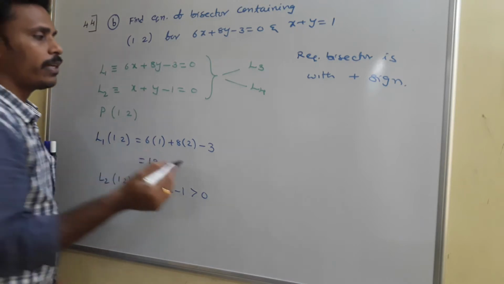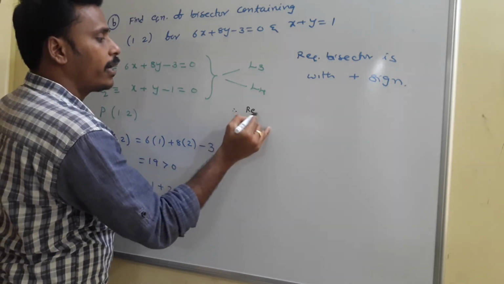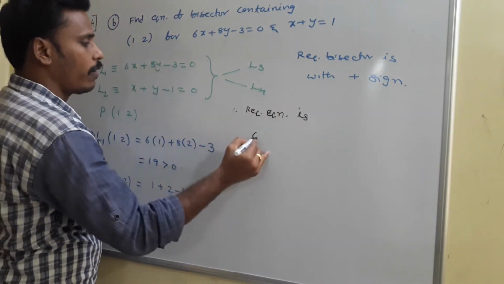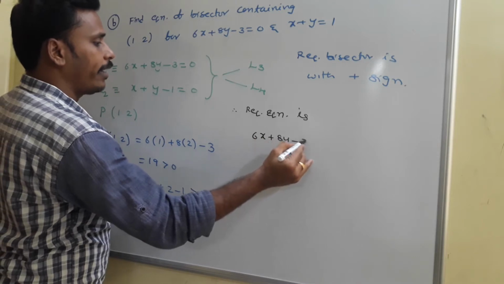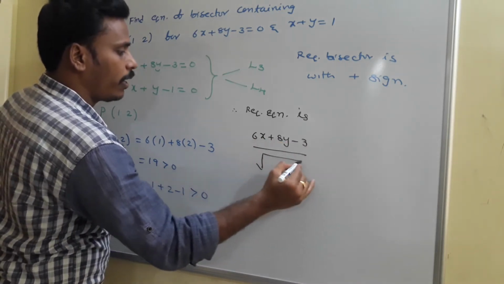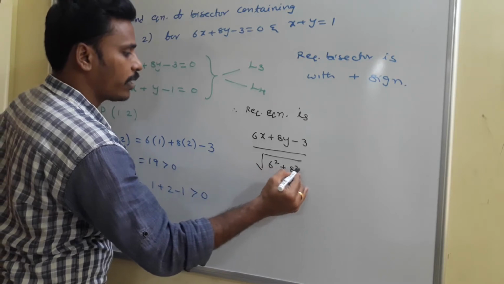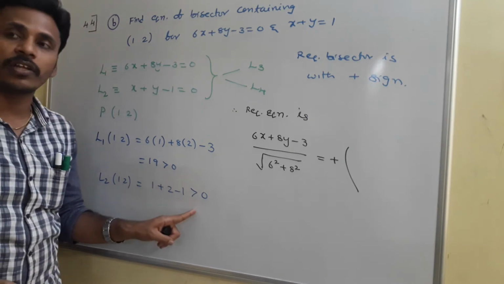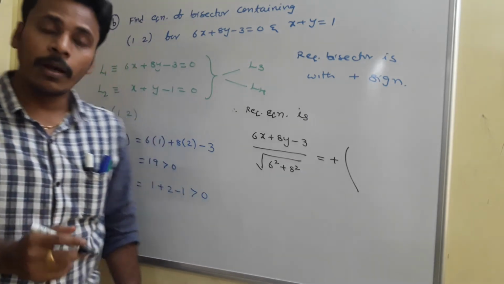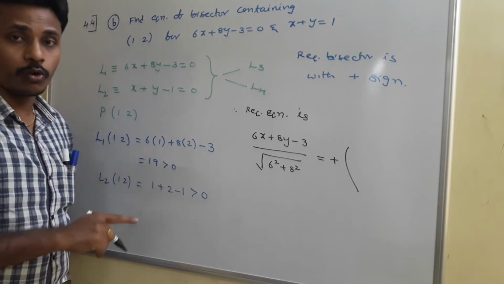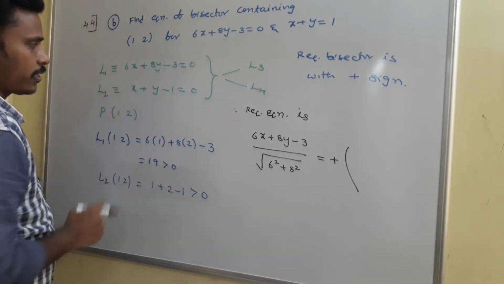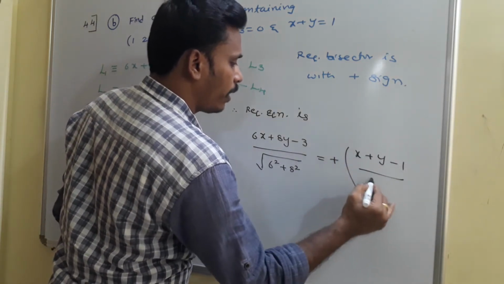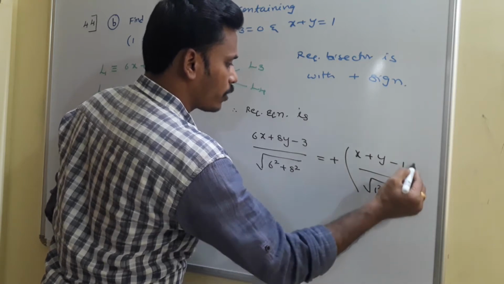Now we need to calculate that bisector. Therefore, the required bisector equation is as follows. What is the formula? (6x plus 8y minus 3) divided by square root of 6 square plus 8 square is equal to plus or minus of. If one is positive and the other is negative, then we may take minus here. But here both are positive, and that's why we need to take the plus sign. So plus of what? The second one: (x plus y minus 1) divided by root of 1 square plus 1 square.